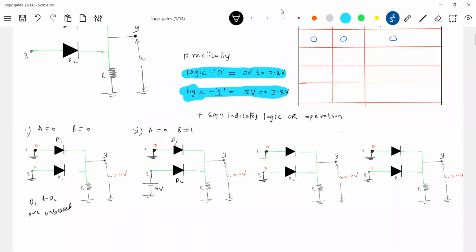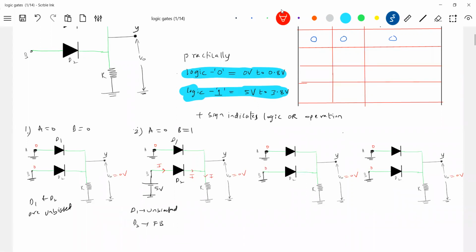If D2 is forward biased, then something will happen. What can be the output voltage? So our concern is, what should be the output voltage of that one? Now if this is forward biased, a current will flow. So what is the state of this? D1 is unbiased, D2 is forward biased. If D2 is forward biased, a current will flow. This current will flow like this, and it will flow here.